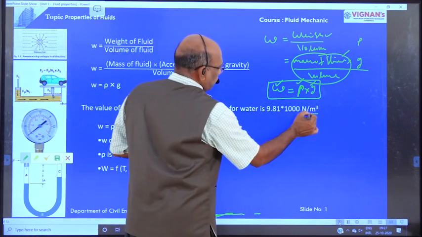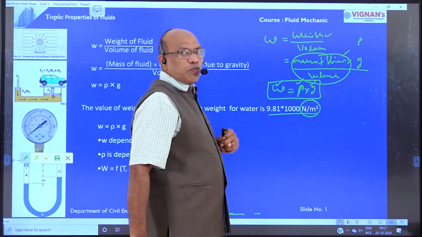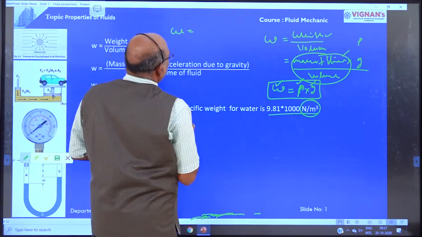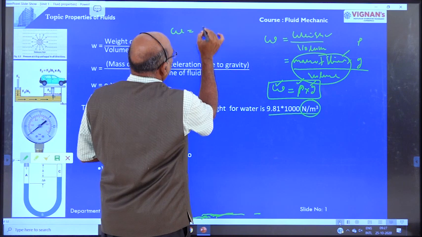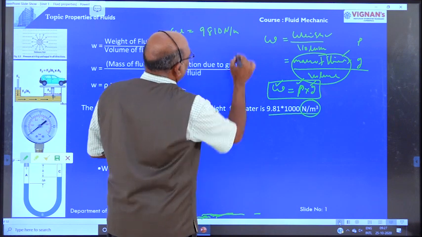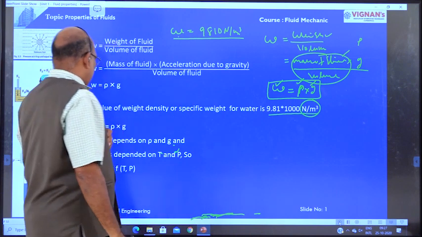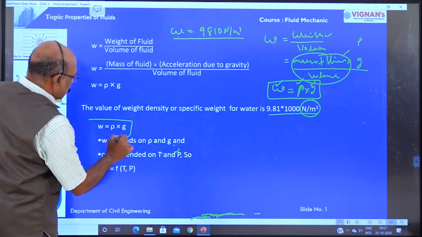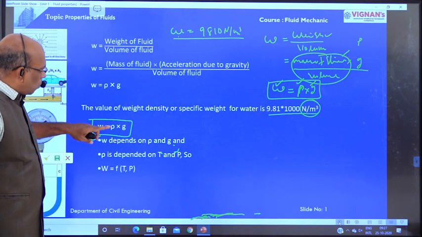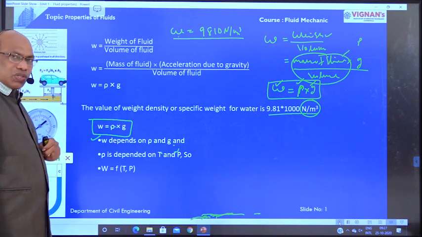The units of weight density is equal to Newton per metric cube, and the value of weight density is equal to, this is a very, very important value where we are going to solve the problem, 9810 Newton per metric cube. Weight density is equal to 9810 Newton per metric cube, right? This is the relation between the weight density and density. Here one more point, weight density equal to rho into g. Rho is the mass density, g is the acceleration due to gravity.